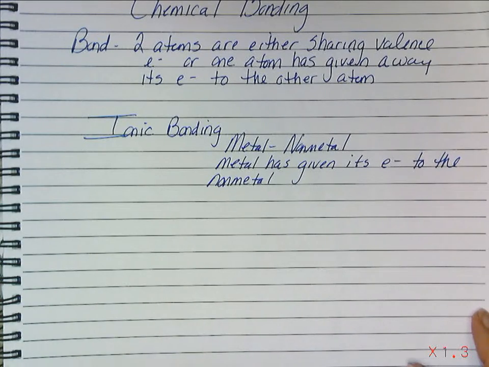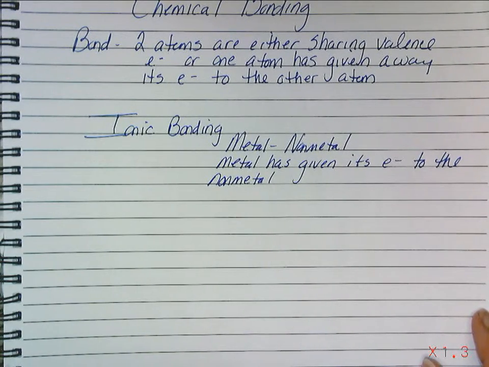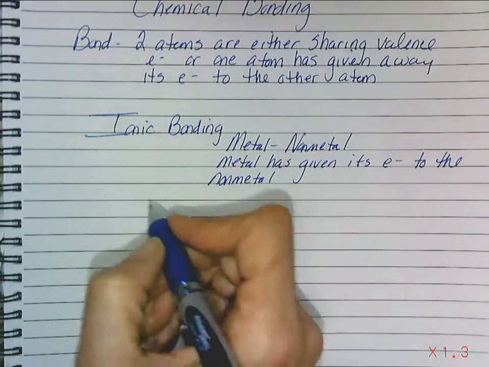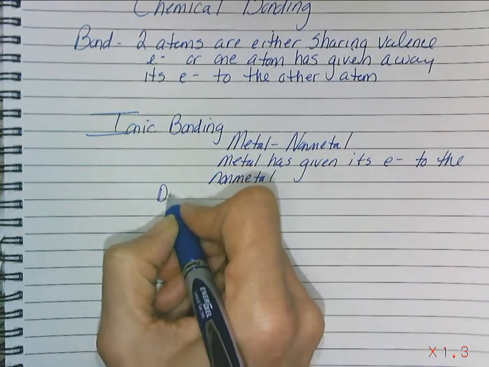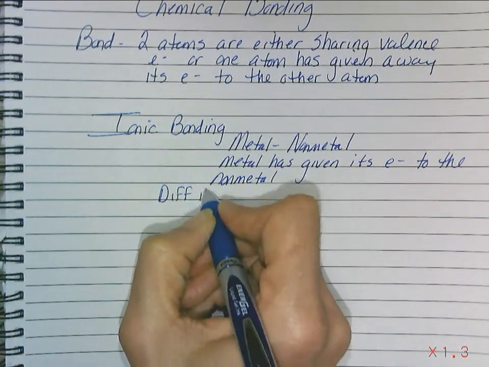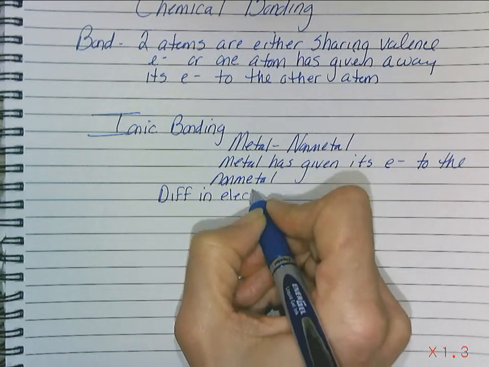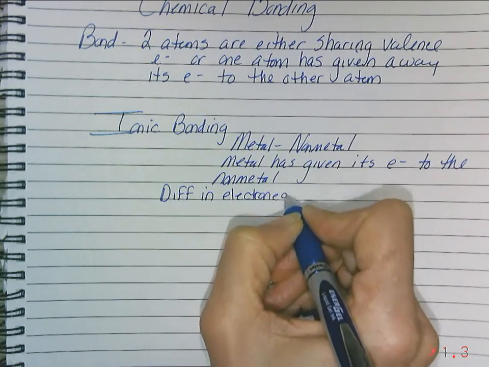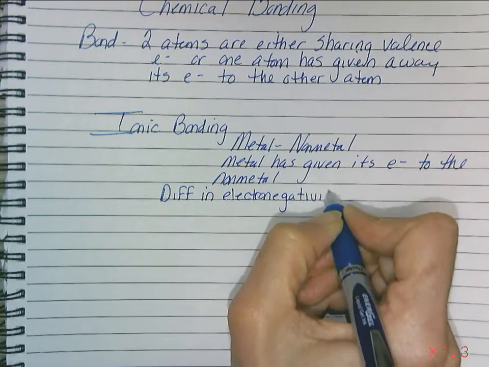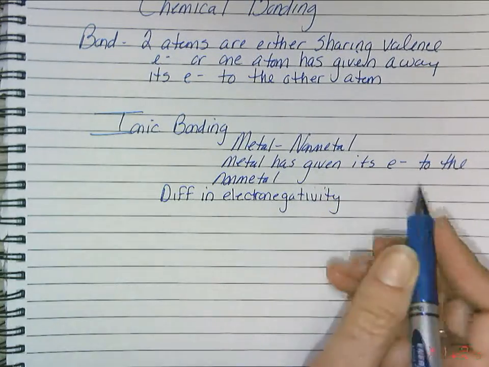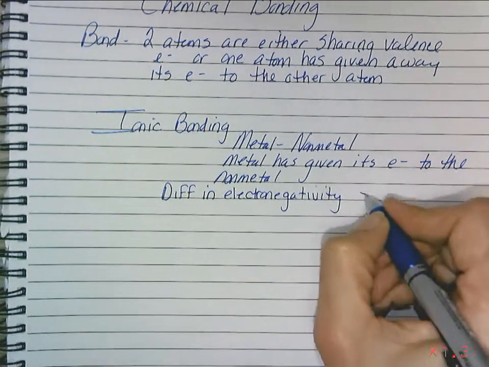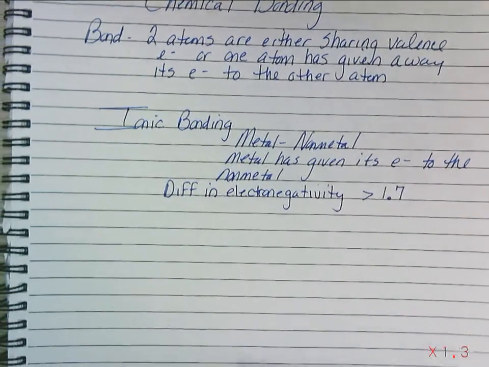Now, how can you tell something is an ionic bond? Actually, it has to do with the difference in electronegativity, which you're going to be studying about here in a second. Ionic bonds have an electronegativity difference greater than 1.7.